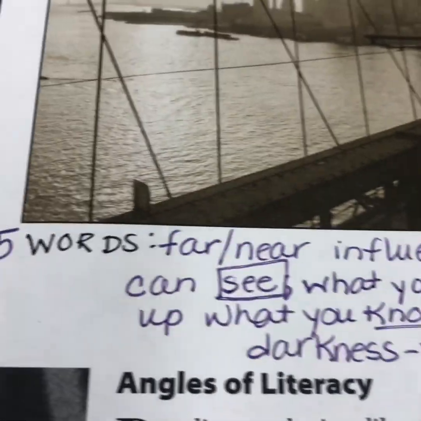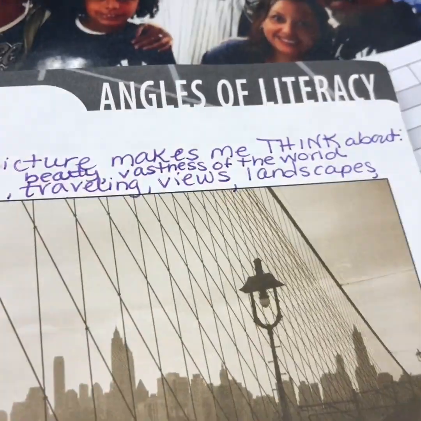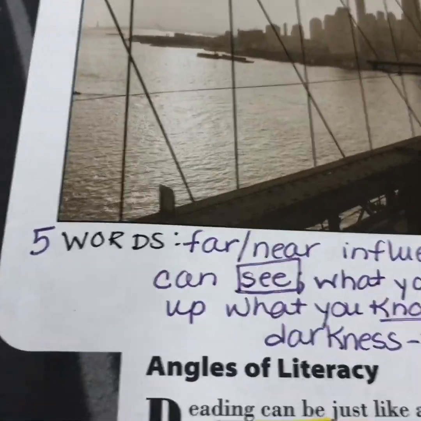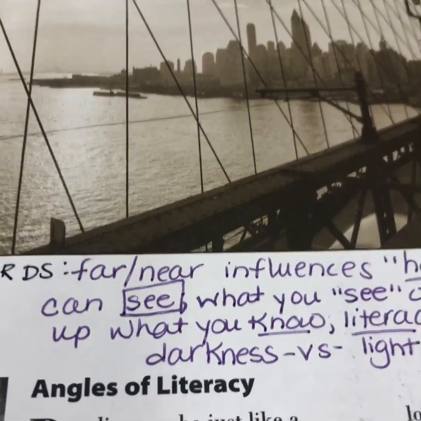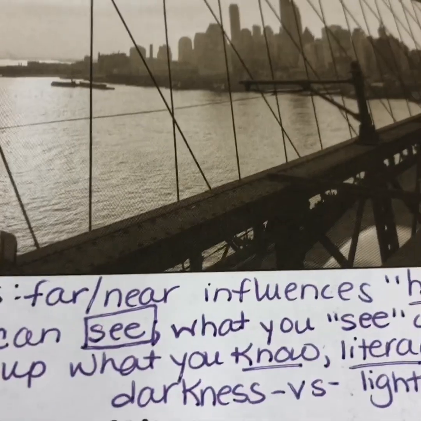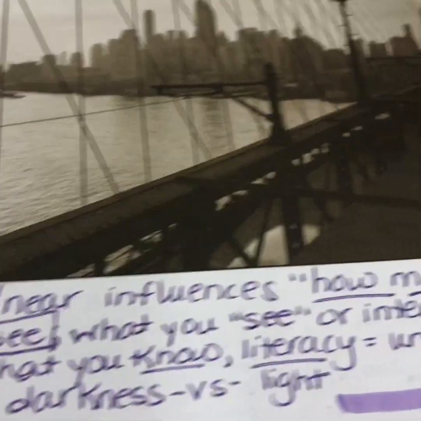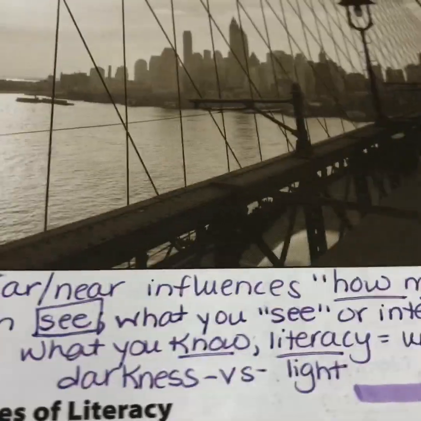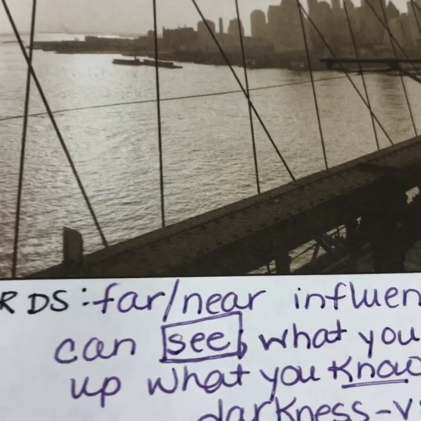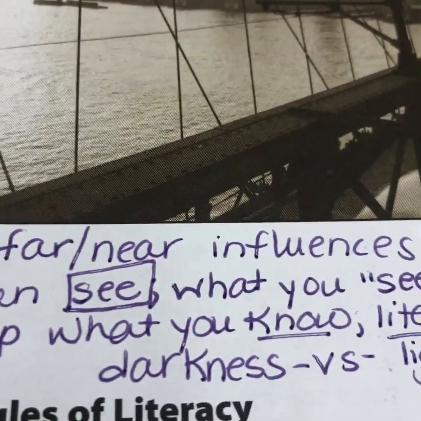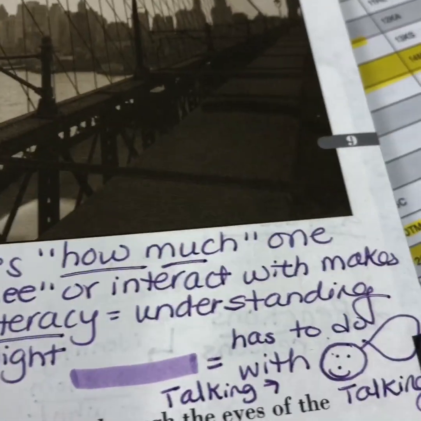And then at the bottom, 5 words that have to do with both angles and literacy. I wrote far and near. I keep having this echoing in my head. And I think whether you're far away from something or close or near it, it influences how much you see. And it's just similar to writing, because based on what the author gives us with words, that's the only thing we can see. Okay? That's what we're interacting with.